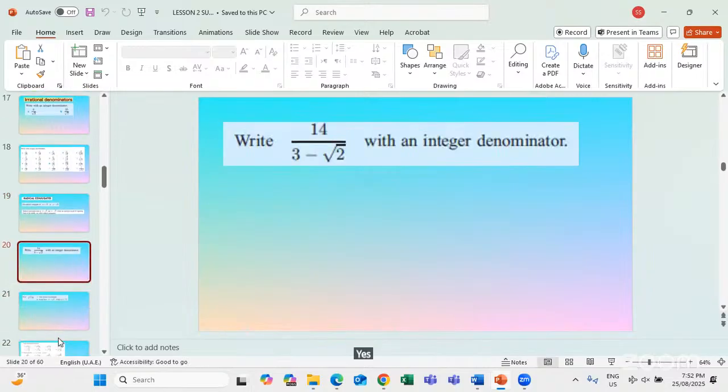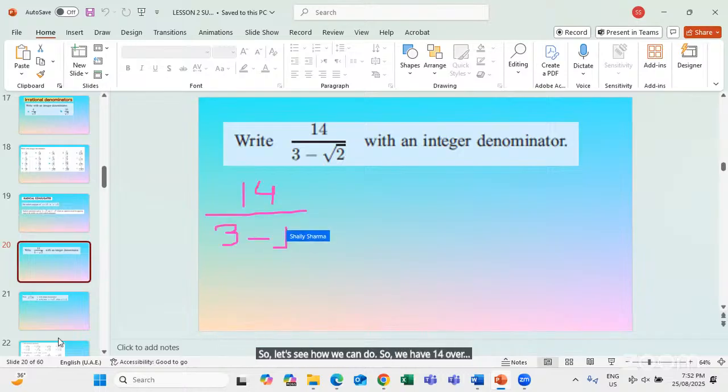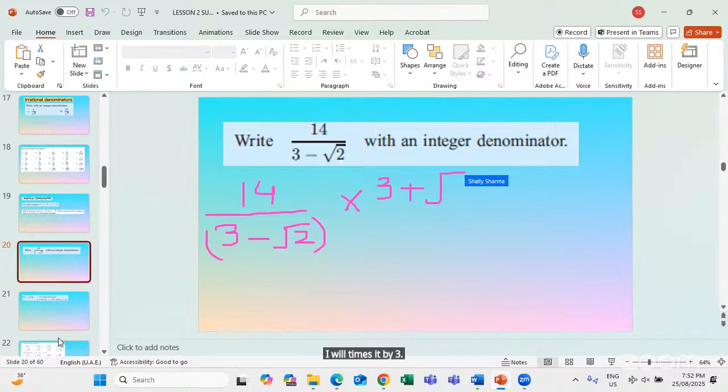Yes. So this is 14 over 3 minus root 2 with integer denominator. So let's see how we can do it. We have 14 over 3, take away root 2. I will multiply it by 3 plus root 2, that is the conjugate of 3 minus root 2, and I will also divide by 3 plus root 2.